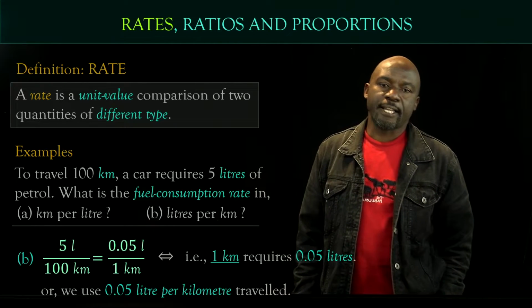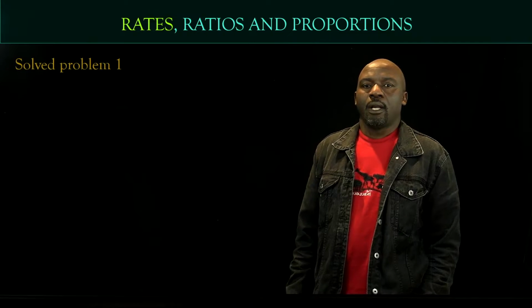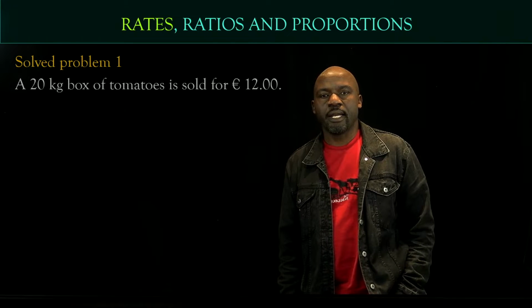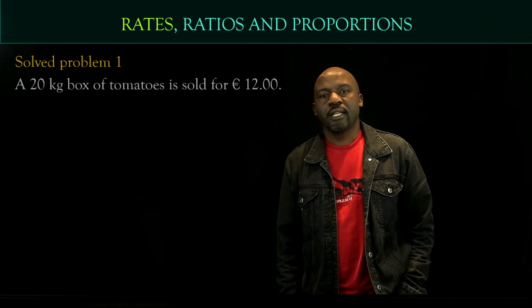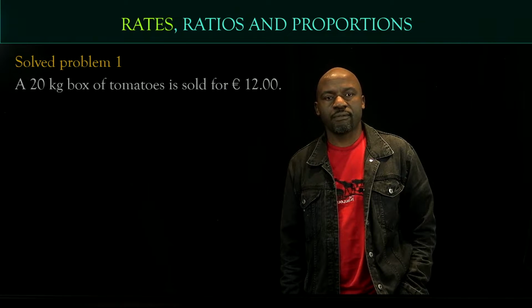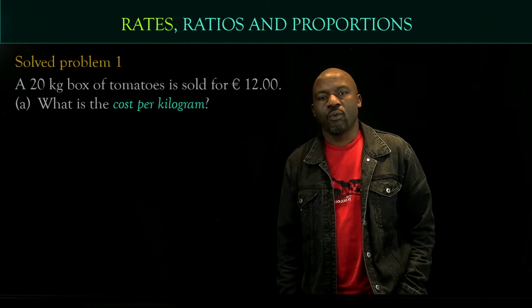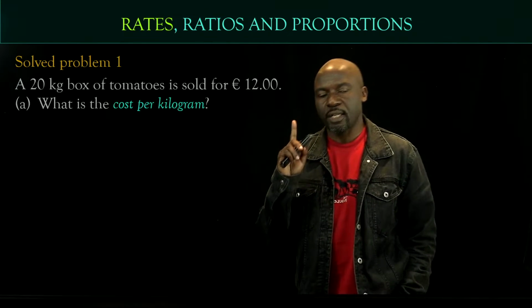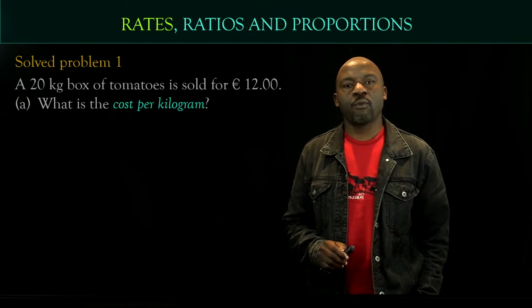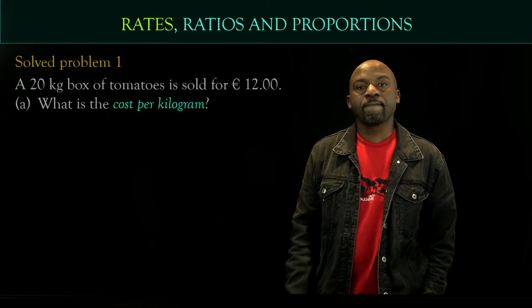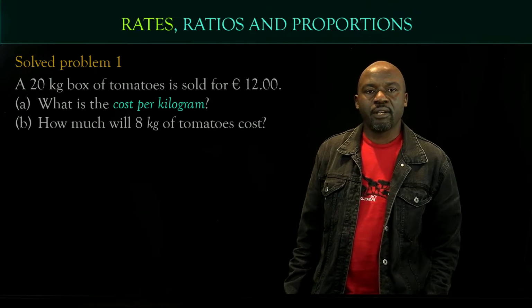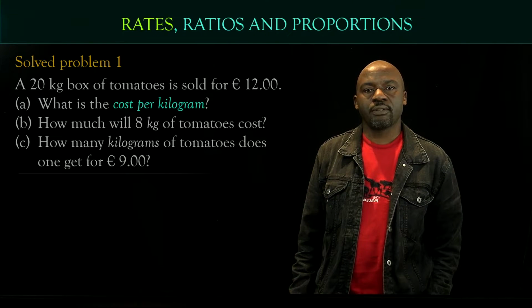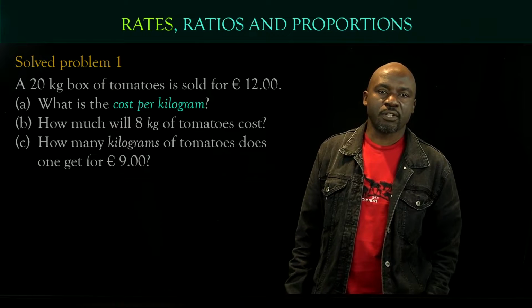Okay, hope that makes sense. We move on. Here are some solved problems. Some of them I will solve, the others I will give answers, and I'll expect you to try them out. A 20 kilogram box of tomatoes is sold for 12 euros. A, what is the cost per kilogram? We want the cost of 1 kilogram, so that we want the unit cost. B, how much will 8 kilograms of tomatoes cost? And C, how many kilograms of tomatoes does one get if one has got 9 euros?